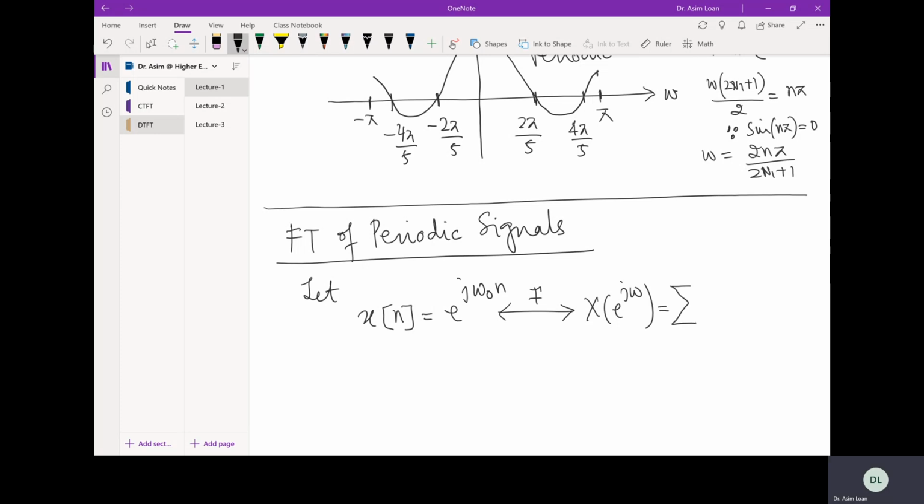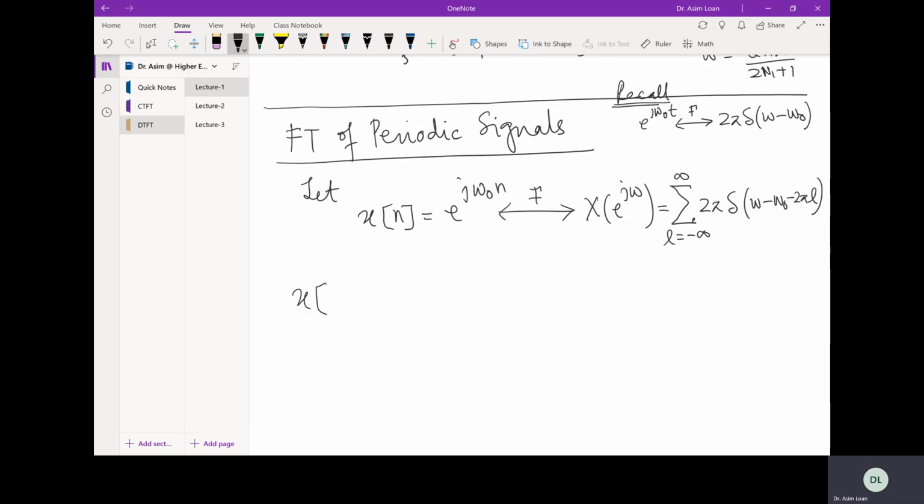For the continuous time Fourier transform, this was e^(jω0 t). The Fourier transform, recall, of e^(jω0 t) was 2 pi delta of omega minus omega naught. But this one is periodic, so this will be 2 pi delta of omega minus omega naught minus 2 pi L, where L goes from minus infinity to plus infinity. Let's check.